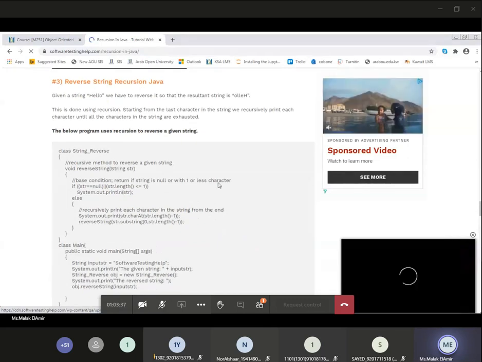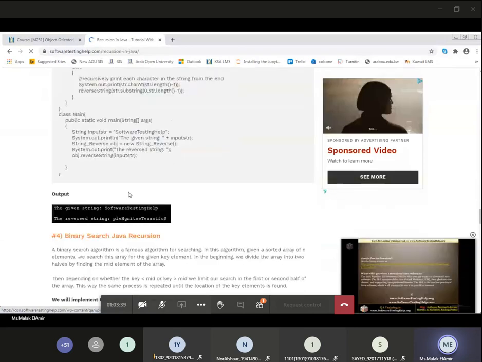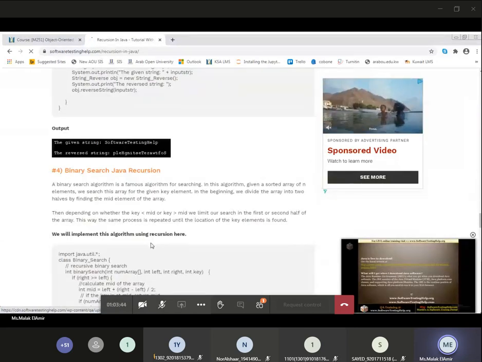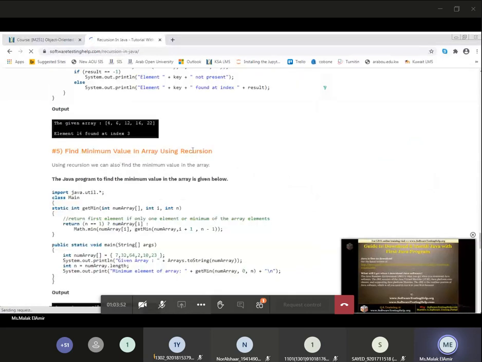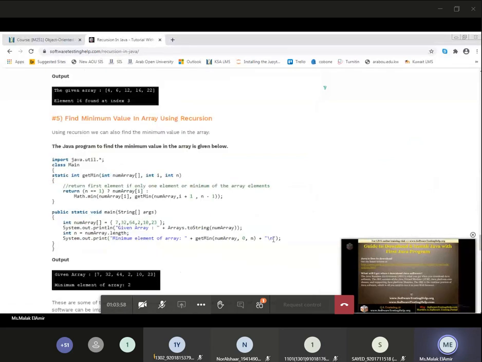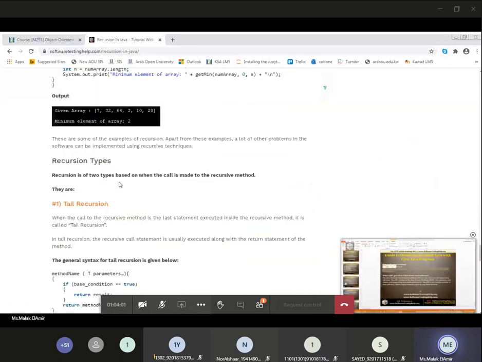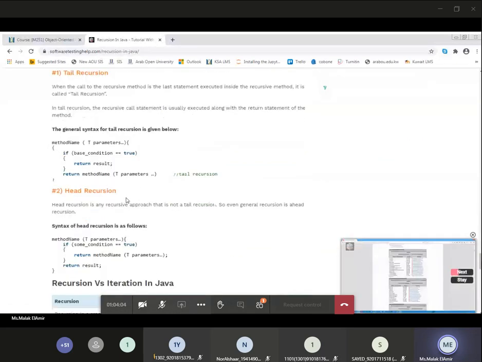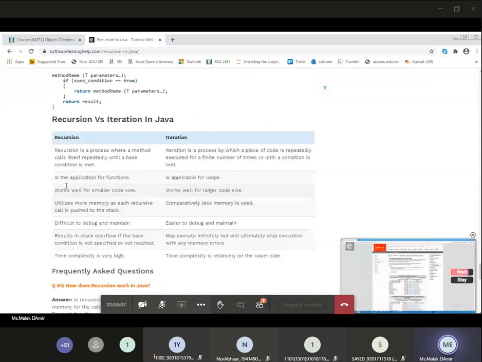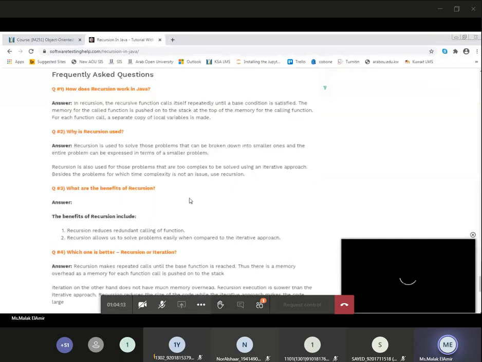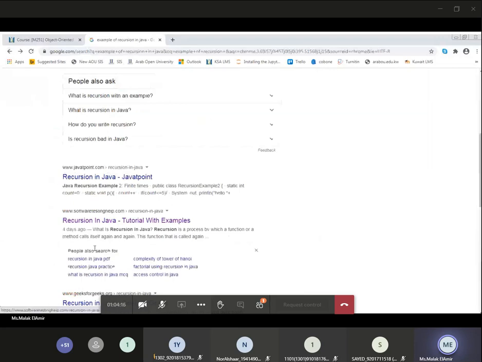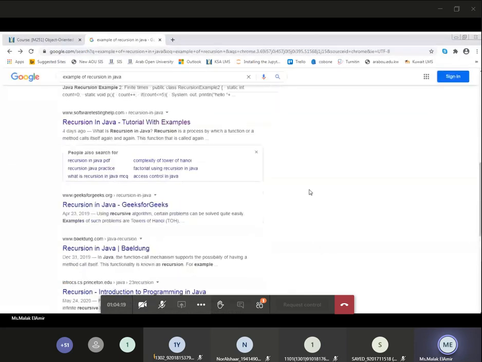If I'm going to use recursion, go back. Binary search in Java, as in M180 and M269, how I'm going to make it. Find the minimum value in an array using recursion. This is another example. I like this example too much. Finding the maximum one also. Tail recursion, head recursion, at the beginning and at the end. The difference between recursion and iteration. So you have a lot of free reading about it. Clear?